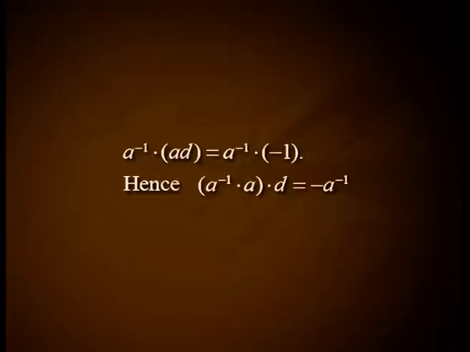Pre-multiplying both sides by A inverse, we obtain A inverse into A into D equals A inverse into minus 1. Hence, A inverse into A into D equals minus A inverse. Since A inverse into A equals E, the above implies D equals minus A inverse, that is, minus A inverse equals minus A inverse.